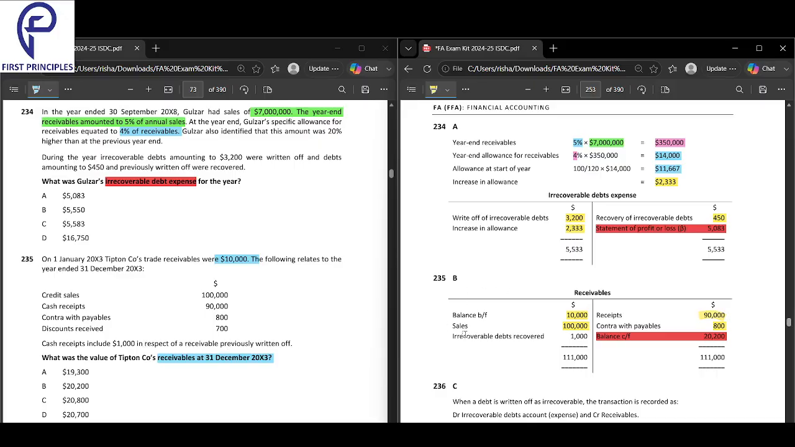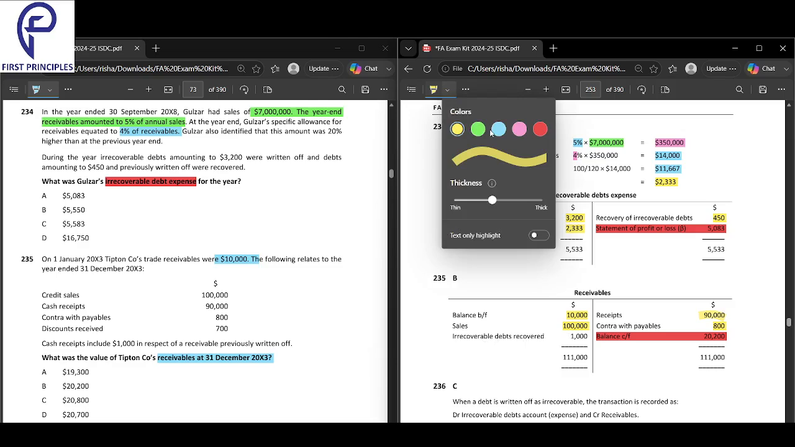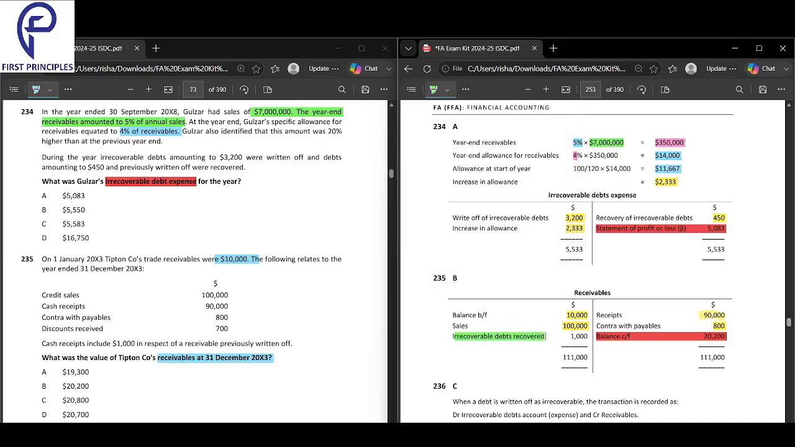Previously, I had written it off. Money came now. Irrecoverable debts recovered. This is a new item that we have studied. Irrecoverable debts used to come that side. Automatically, irrecoverable debts recovered will come this side.